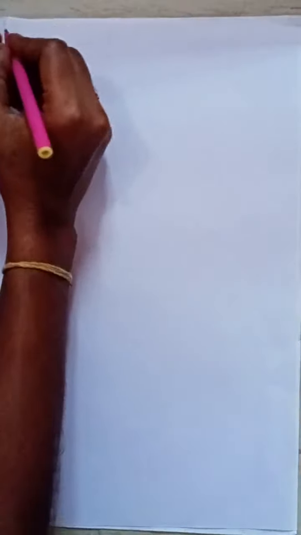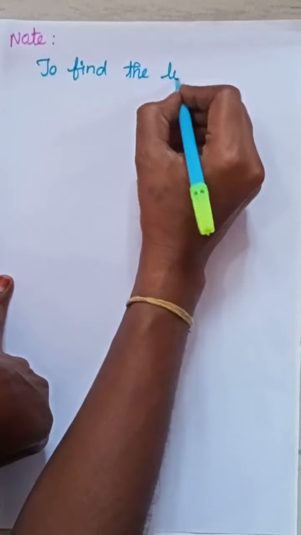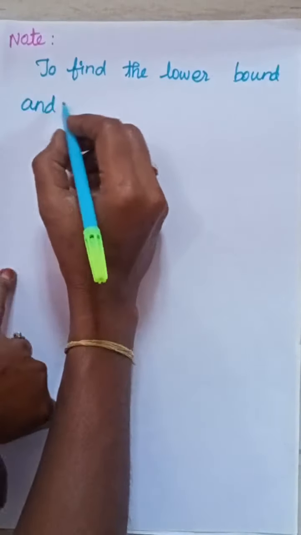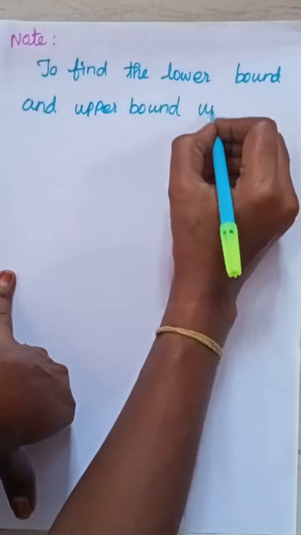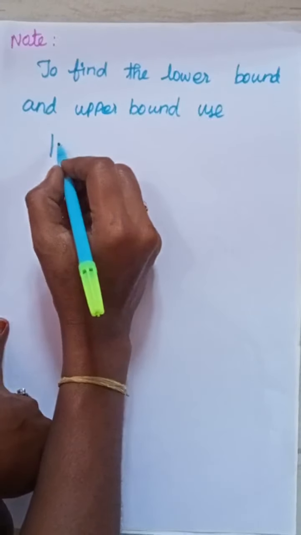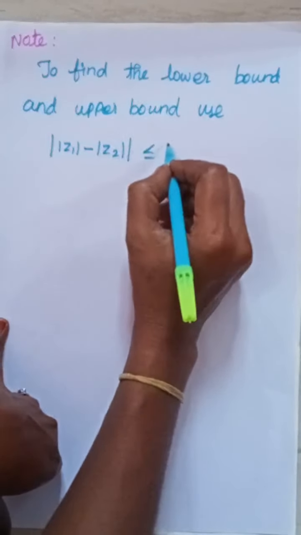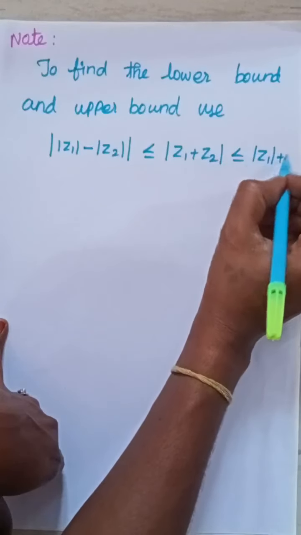See one note. Now, to find the lower bound and upper bound, use modulus of modulus z1 minus modulus z2, which is less than or equal to modulus z1 plus z2, which is less than or equal to modulus z1 plus modulus z2. What is the note?